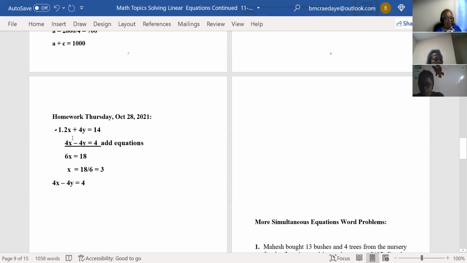So adding these two equations, you get 6x equal 18. Then divide both sides by 6. 18 over 6 gives you 3. Okay. Now, Vanessa said she wanted to use this equation and you substitute. Let me do that.